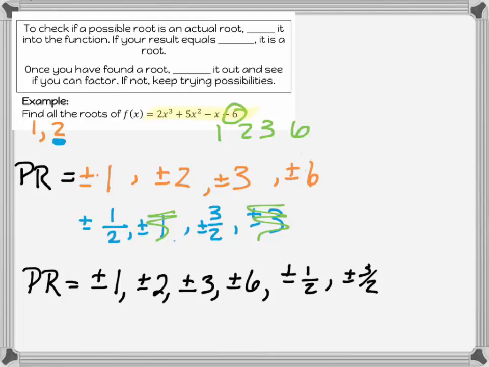A root is when we get to the number of factors when it's x plus or minus. And so to check to see if a possible root is an actual root, plug it into your function, and if the result equals 0, it is a root. Once you have found the root, divide it out to see if you can factor. If not, keep trying possibilities.